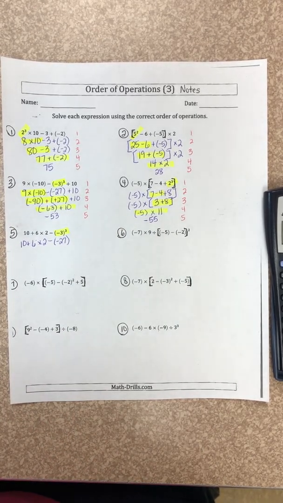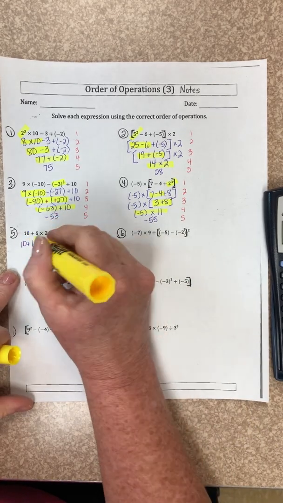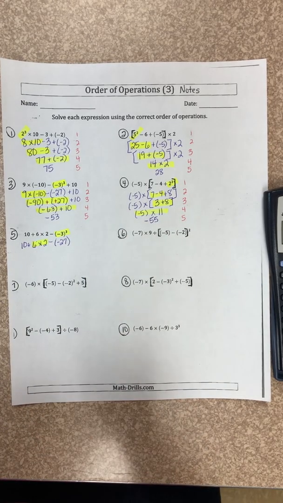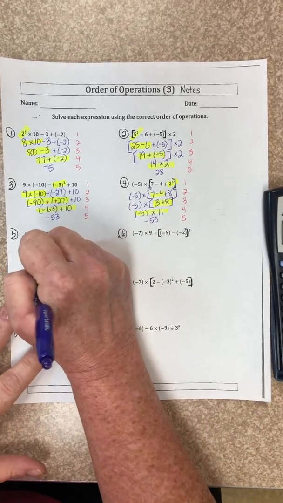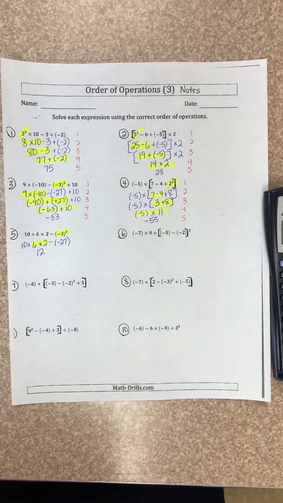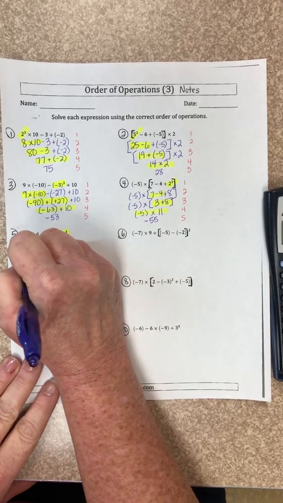Step 1, grouping symbols? No. Step 2, exponents or roots? No. Step 3, multiplication or division? Yes. So let's highlight that. That's 6 times 2, which is 12. And now let's bring everything else down.